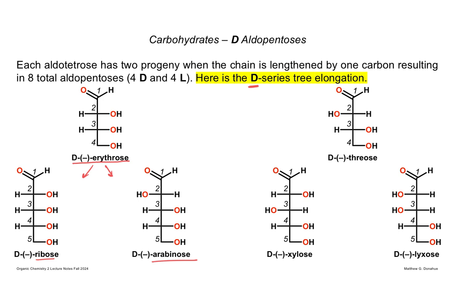Does ribose ring a bell with any other molecules that you might be familiar with? What do you think? RNA. So that's ribonucleic acid. So the ribose serves as the sugar backbone for that. And then DNA is deoxyribonucleic acid. Deoxy means you've deleted one of those OH groups.